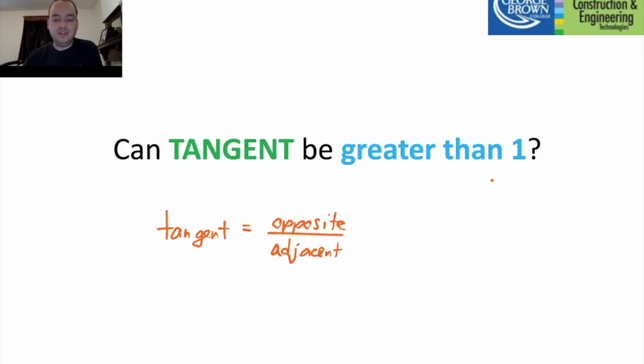So basically, there are no restrictions on tan. Can tan be greater than 1? Sure. Yes. Tan can be whatever the heck it wants. Tan doesn't care if it had feelings.